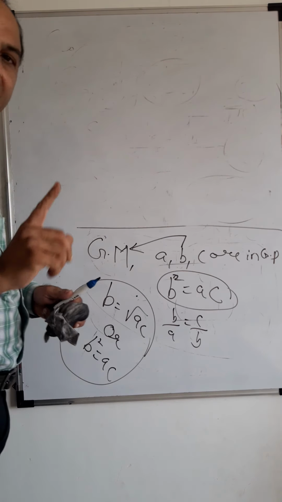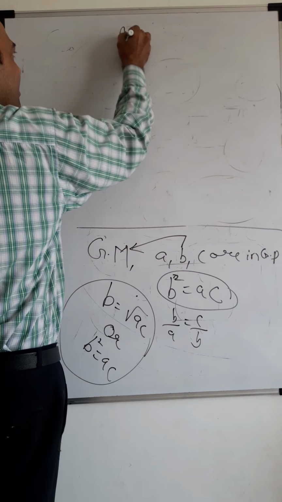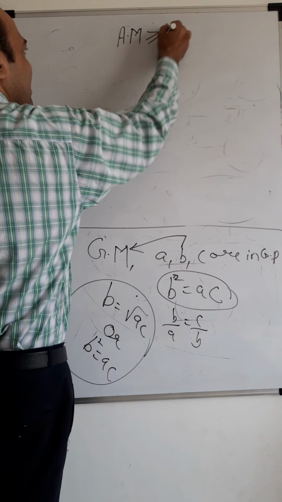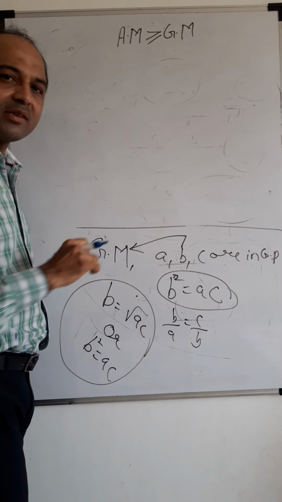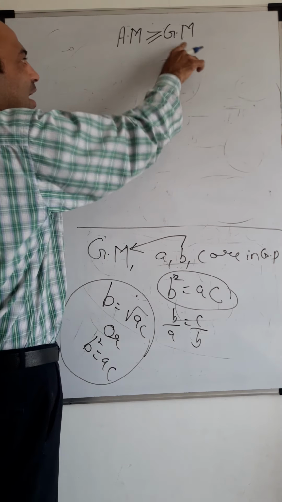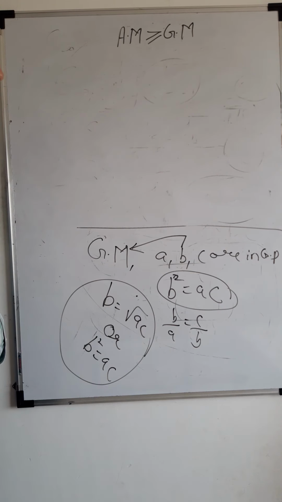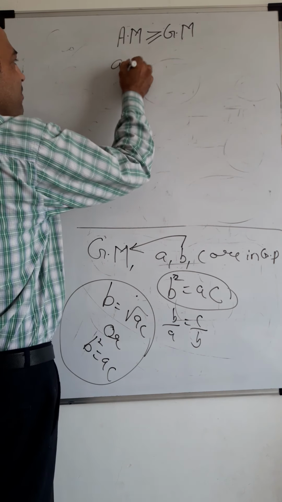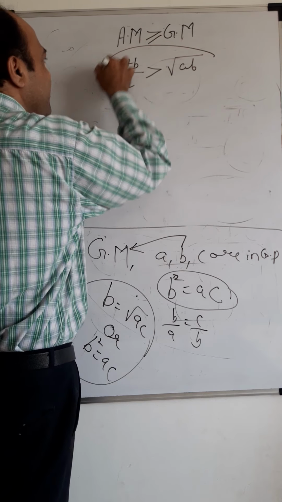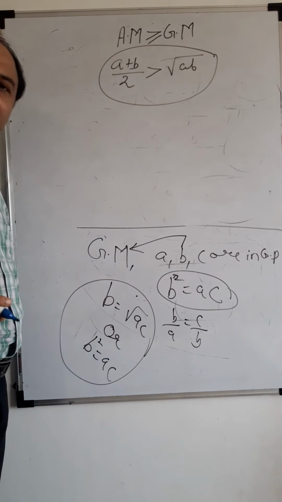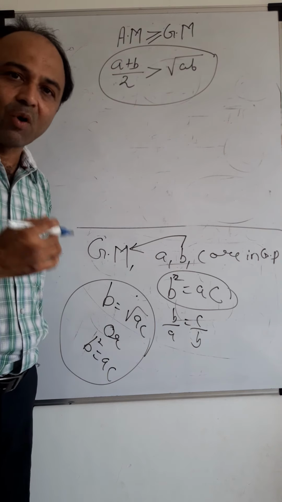AM is greater than GM. Remember, arithmetic mean is greater than or equal to GM. Sometimes it is written that way, but strictly greater is correct. So AM is greater than or equal to GM. Right? That means (A plus B) by 2 is greater than or equal to root AB.